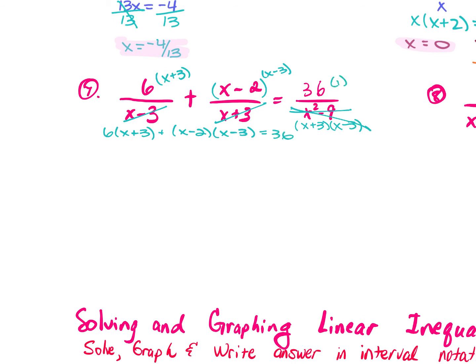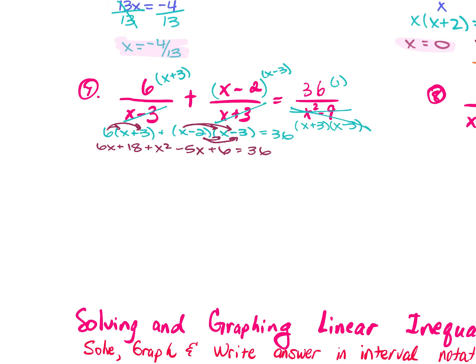So from here, multiply. If you have to distribute, distribute. If you have to FOIL, FOIL. So the 6 times x gives us 6x. 6 times 3 is positive 18. The x times x is positive x squared. X times negative 3 is negative 3x. Negative 2 times x is negative 2x, which gives negative 5x when you add it with the negative 3x. And then the negative 2 times the negative 3 gives us a positive 6.